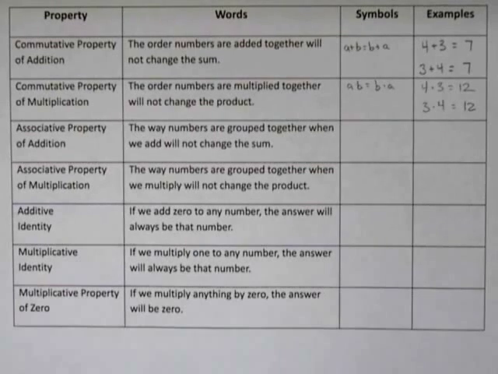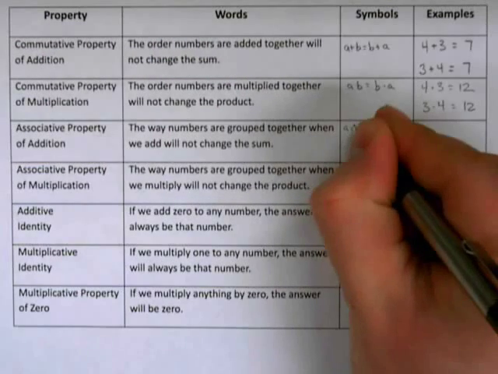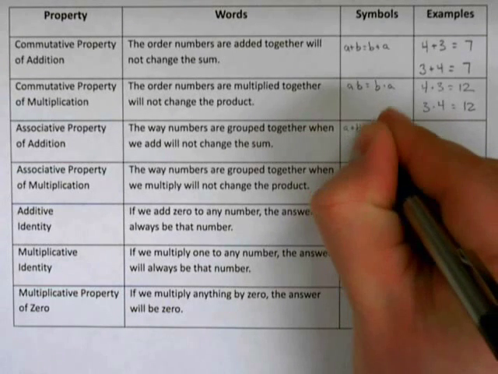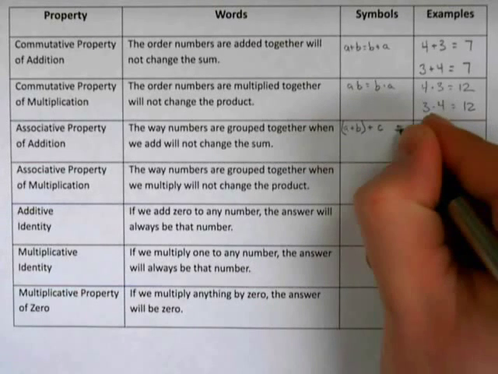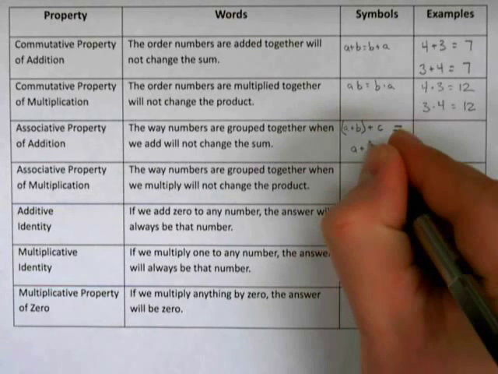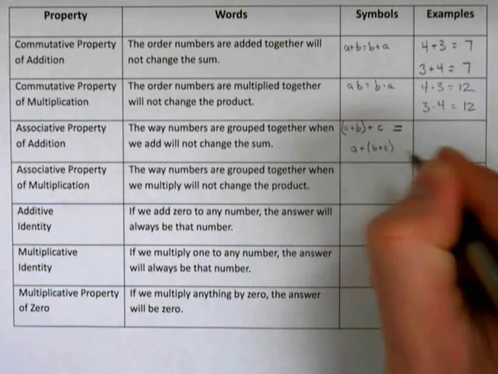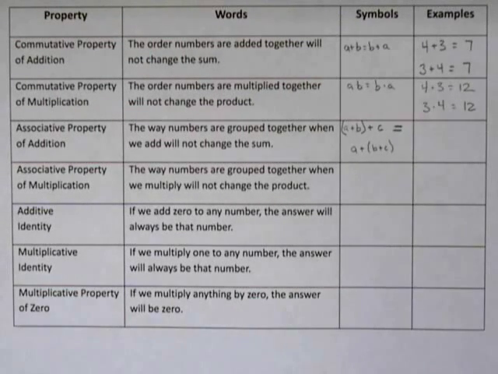The associative property of addition states that the way numbers are grouped together when we add will not change the sum. So if we were to put symbols to that, we are saying (a plus b) plus c is going to be equal to a plus (b plus c). So b plus c are in parentheses, plus a, versus a plus b first, plus c. It's not going to change the sum, is essentially what the associative property of addition says.